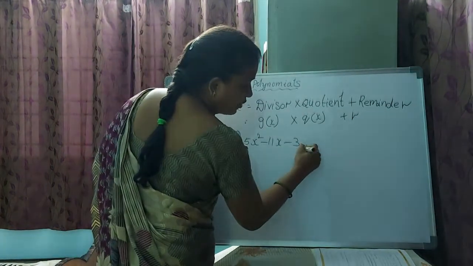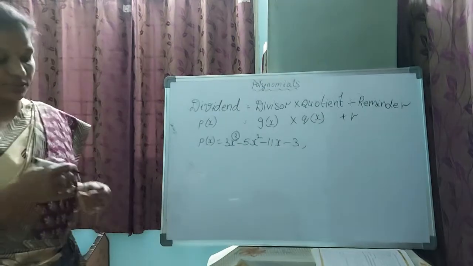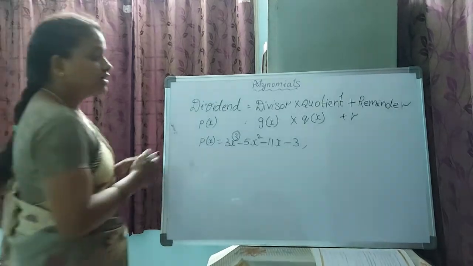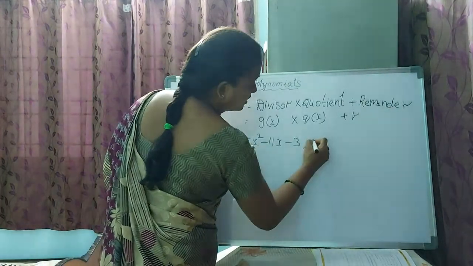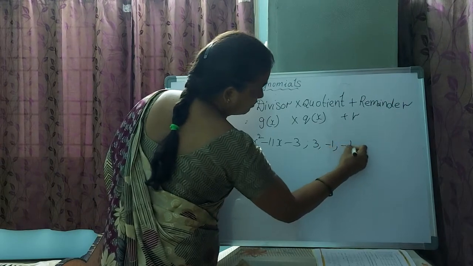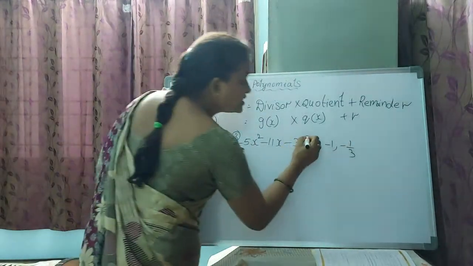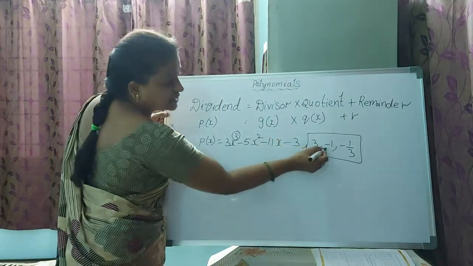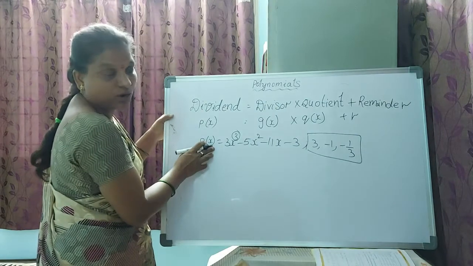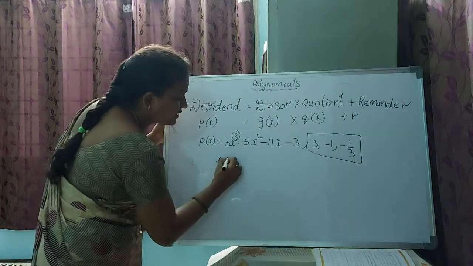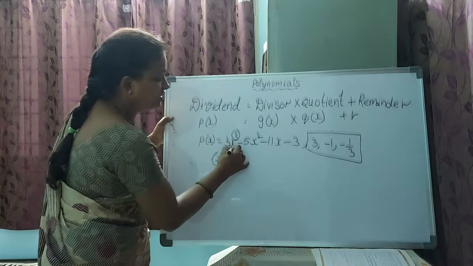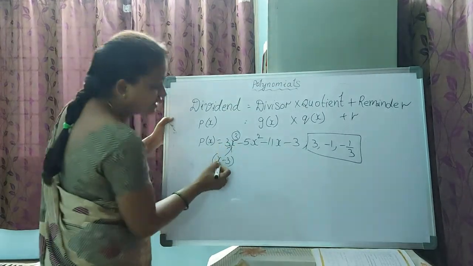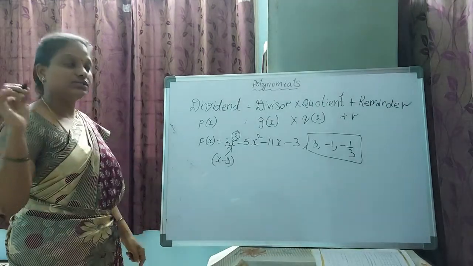What are the zeros of this polynomial? We call it zeros in polynomials. Normally we call it factors, here we call it zeros. What are the zeros of that? 3, minus 1, minus 1 by 3. So these are the zeros. If you want to write in factors, see, x minus 3 is a factor of this cubical polynomial. That means if you divide this polynomial with x minus 3, you will get the remainder 0.